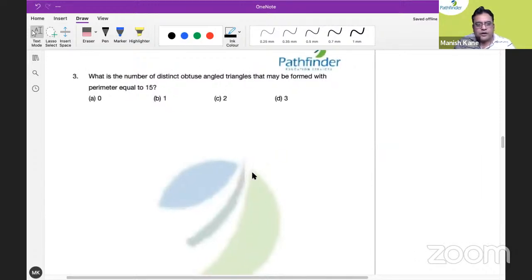Okay, so what is the number of distinct obtuse angle triangles that may be formed with perimeter equal to 15? Now we are looking at distinct obtuse angle triangles, right? In the previous question we had all triangles. Now you have to find triangles which are obtuse angled. I will give you only 2 minutes for this question because we have already solved this question just now.